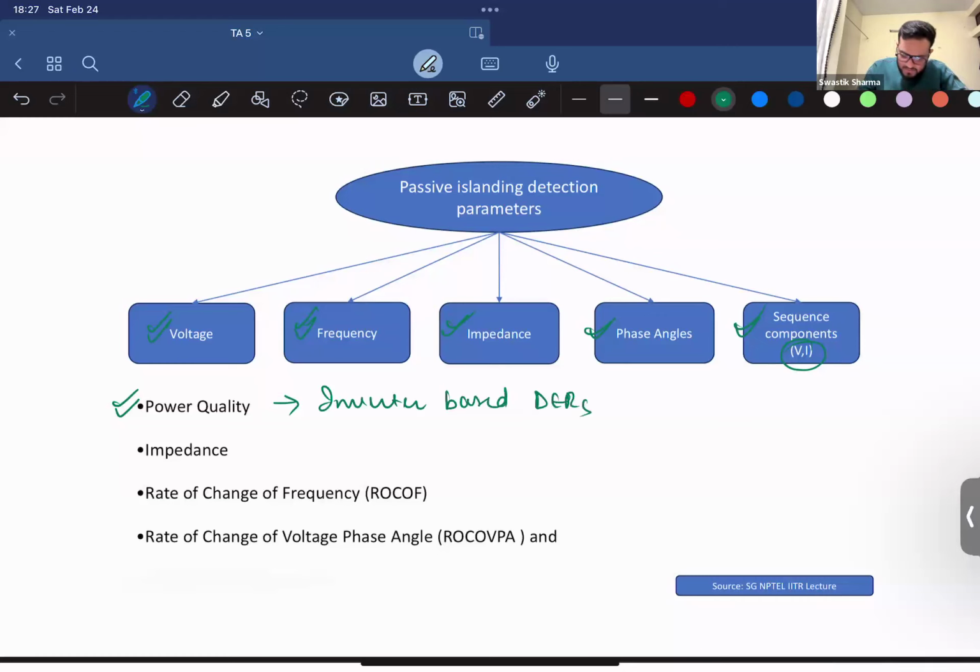Generally, this is used for inverter based DRs. So PVs and wind systems are generally called inverter based DRs because they are connected with an inverter to the main grid, right? So these inverter based DRs use PWM techniques. I guess all of you know what PWM techniques are. Pulse width modulation techniques.